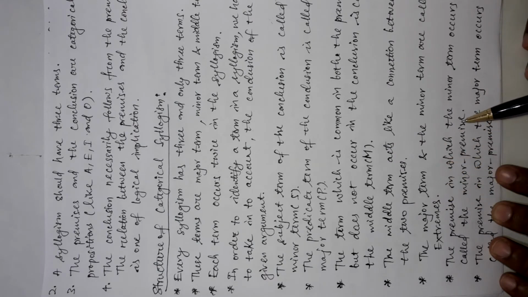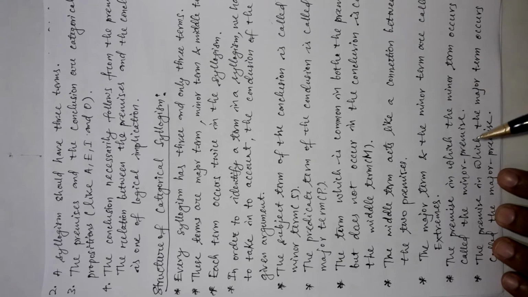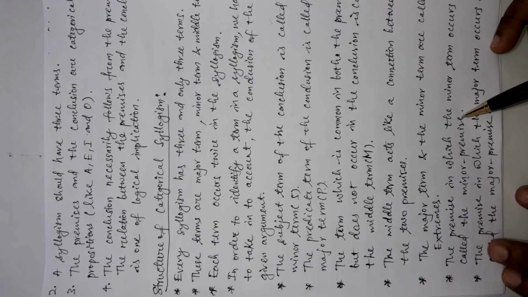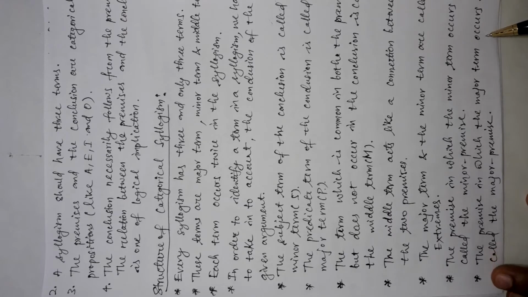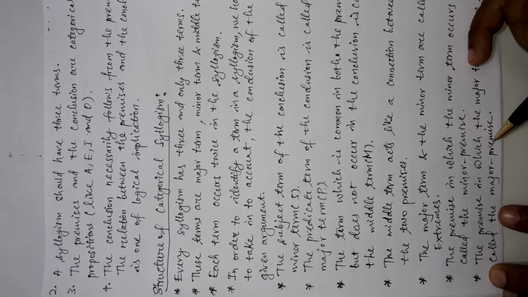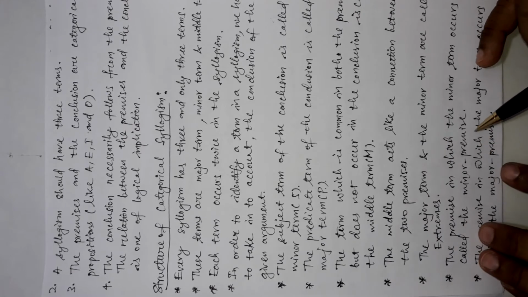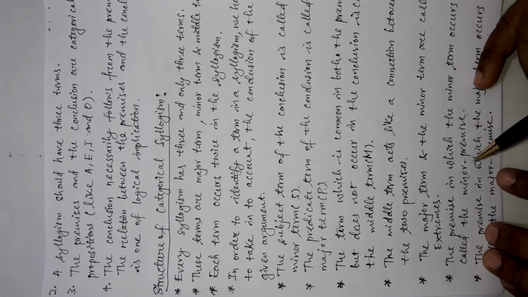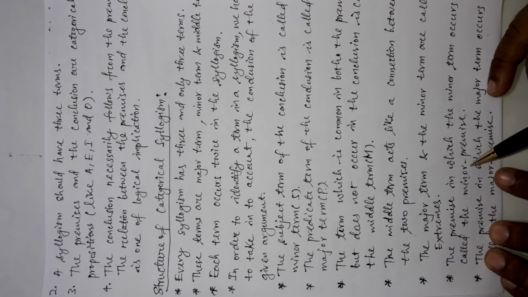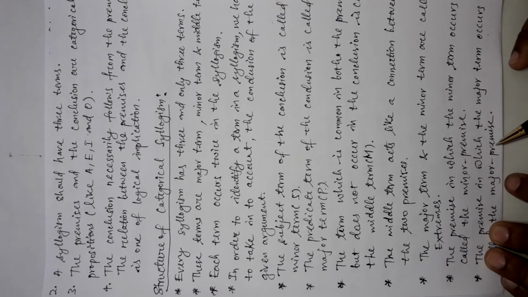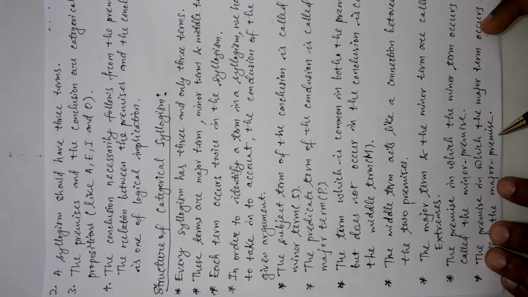the premise which contains the minor term is called the minor premise, and the premise which contains the major term is called the major premise. Let me tell you how the minor premise is obtained. The minor term is the subject part of the conclusion, and the major term is the predicate part of the conclusion.